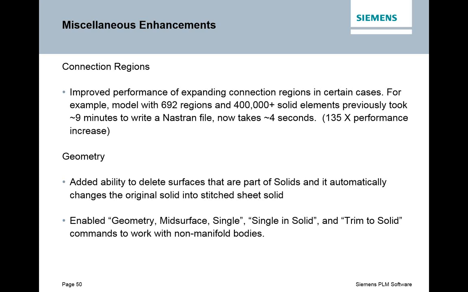So some geometry changes there. You can now delete surfaces that are part of solids, and what that does is automatically turn it into a stitched sheet solid. So for example, if you had a solid box, a solid geometry, if you deleted one of the surfaces on it, it would turn it into a hollow 5-sided box. Instead of before, it would just do nothing, because that would destroy the solid block. But now it will actually do something if that's what you intend to do. And there's some more compatibility there with solid commands to work with non-manifold bodies.